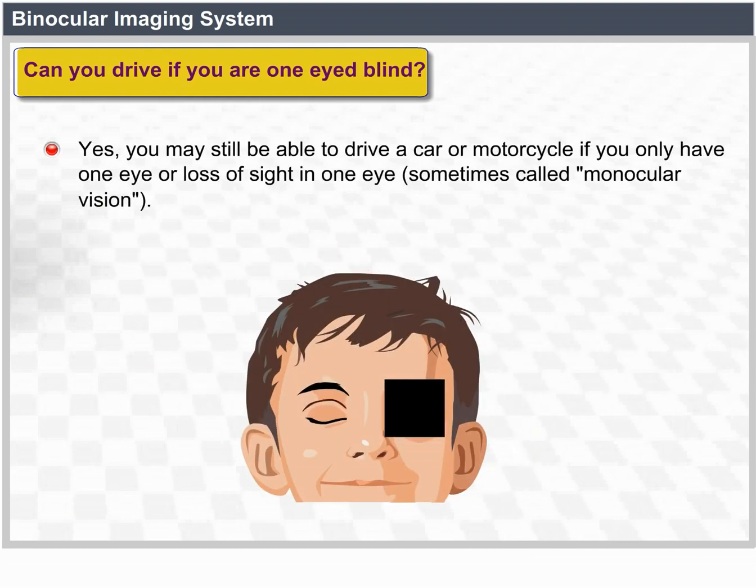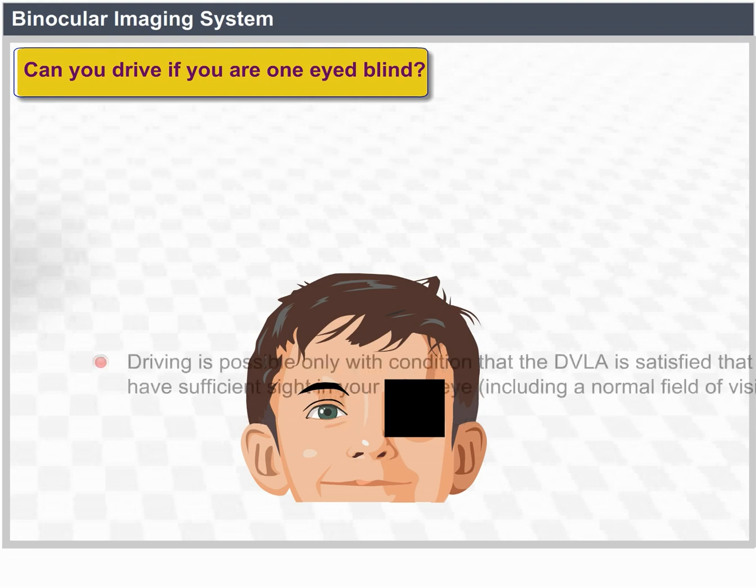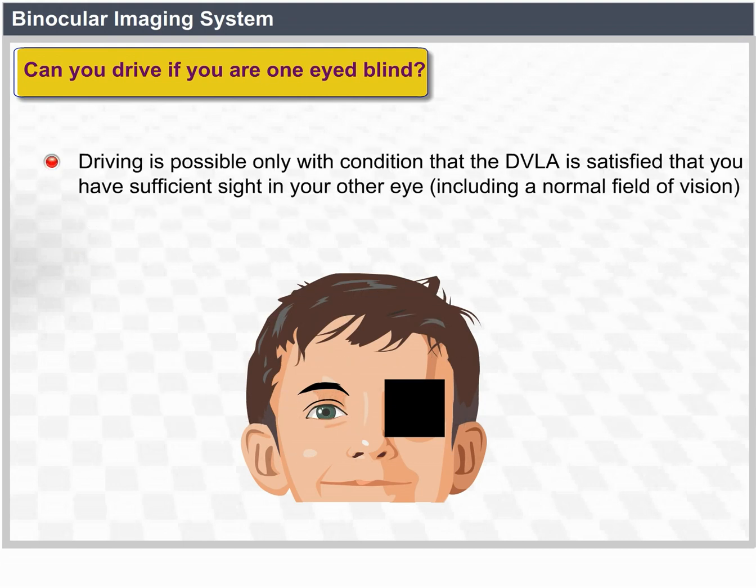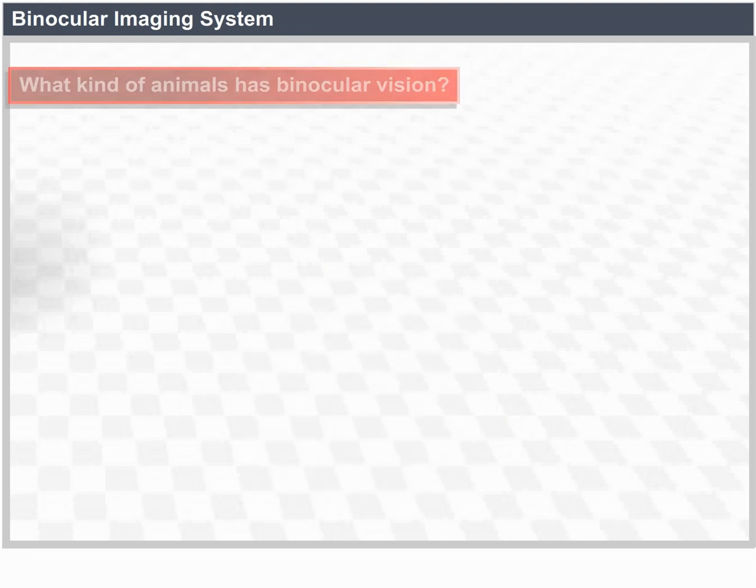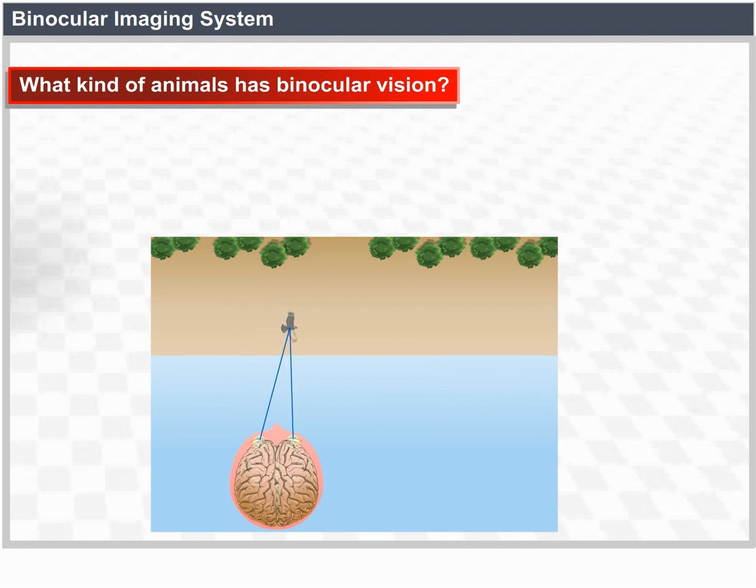Yes, you may still be able to drive a car or motorcycle if you have only one eye, or sight loss in one eye, sometimes called monocular vision. This is provided that the DVLA is satisfied that you have sufficient sight in your other eye, including a normal field of vision. What kind of animals have binocular vision?